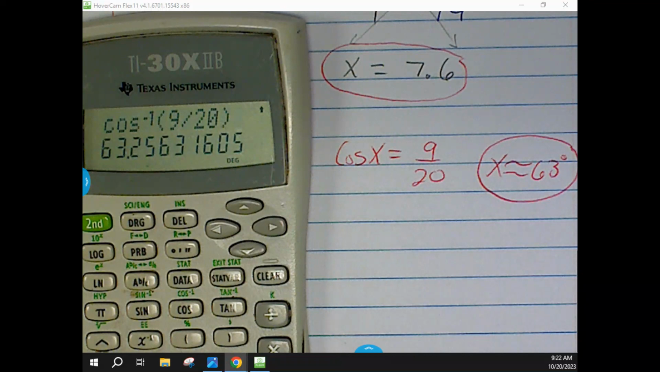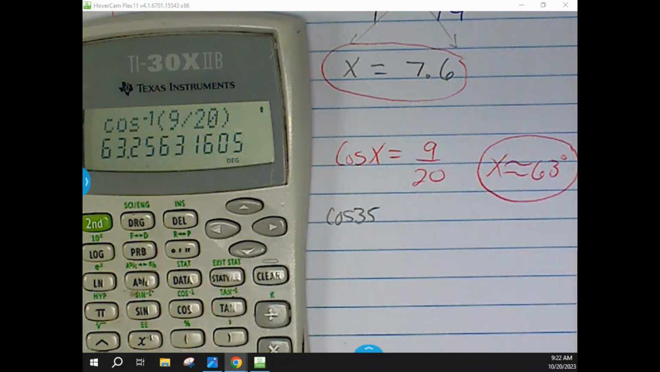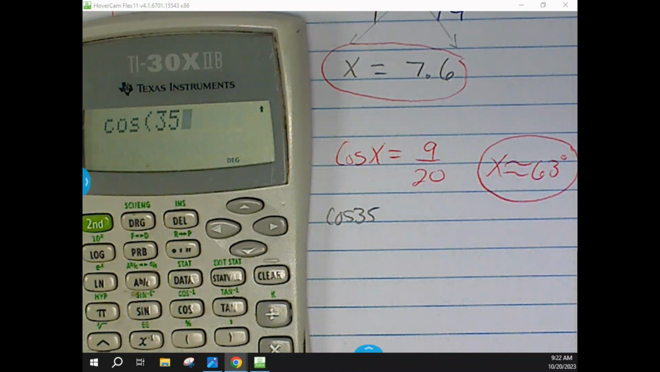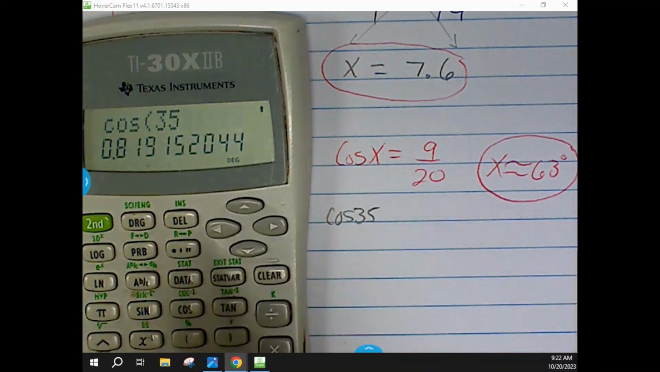What's the difference between cosine to the negative 1 versus cosine without it? Basically, if you've got cosine and the angle, then you just punch it straight in to get the number you're looking for. If the angle is missing, then you have to hit second cosine, because you have to go in reverse to figure out what that angle is going to be, and that's what the inverse does.